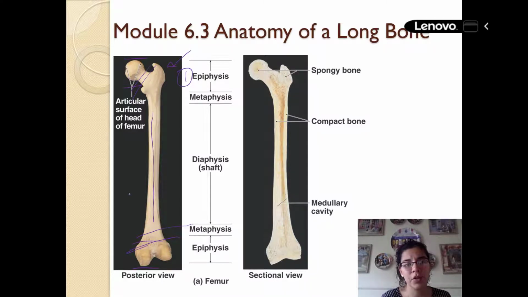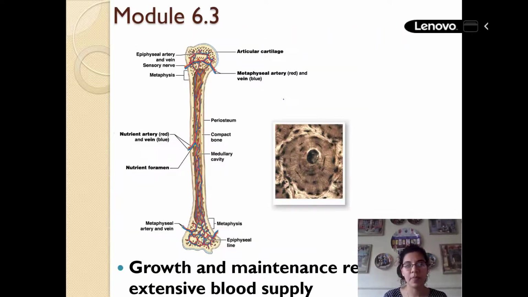The left femur shows you the bone complete, and then we have a sectional view of the femur on the right side image. In the right side image, you can see that in the epiphysis we have spongy bone. It looks like a sponge, trabecular bone. We have a medullary cavity going down the center of the bone, and then compact bone out here. That's the anatomy of a long bone.